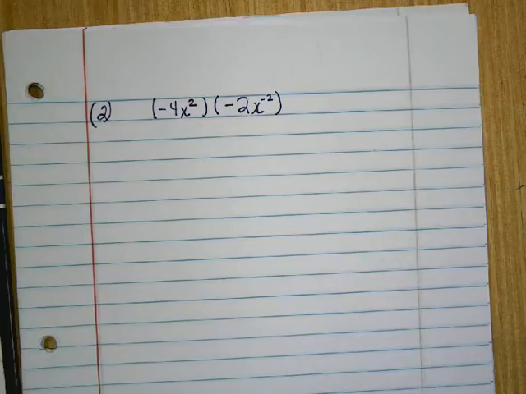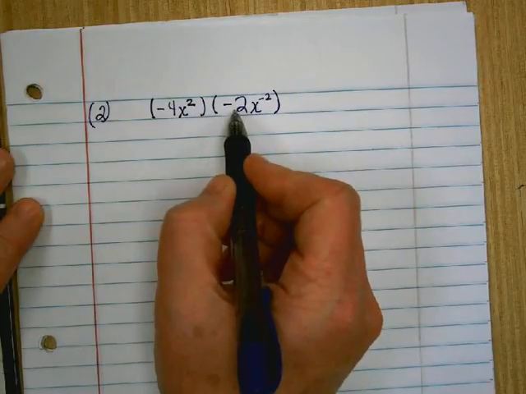This is problem 2 from the homework. I'm just skipping around doing some of these. So what happens when we get ready to multiply? We need to multiply the parts that appear to be similar. So I'm going to multiply negative 4 times negative 2. And what's that going to give me?